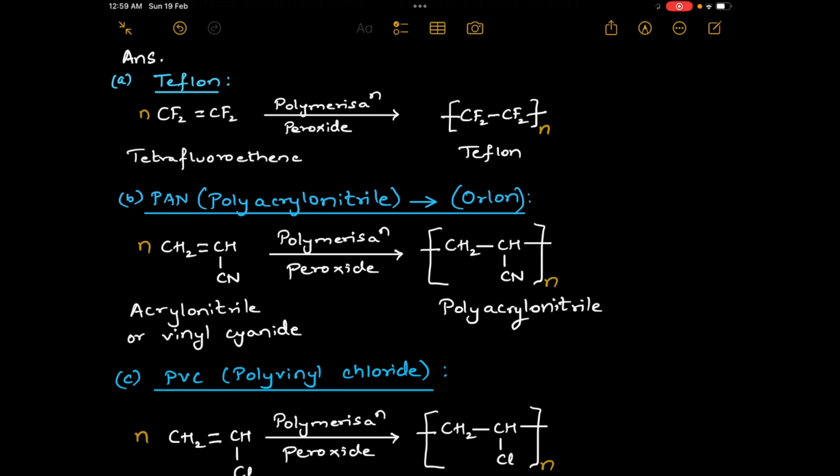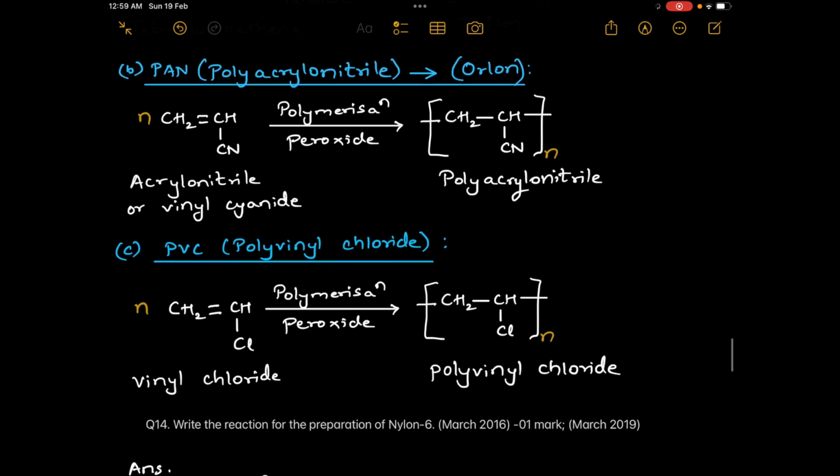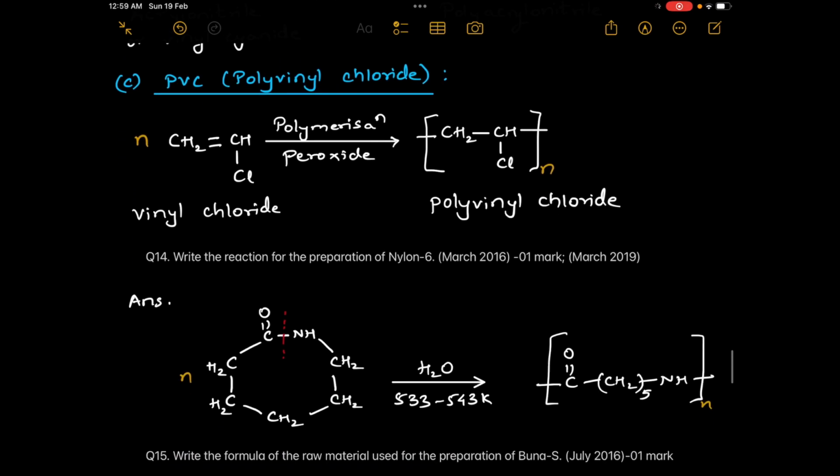The next is polyacrylonitrile, that is PAN. In our textbook right now, in the present current syllabus, it is PAN, which is then converted to Orlon. So I have taken a PAN itself, that's acrylonitrile or vinyl cyanide, which on polymerization is going to give you polyacrylonitrile, and that is being converted to Orlon. Let's move on to the next one, PVC, that is polyvinyl chloride. Here we take vinyl chloride, on polymerization it's going to give you polyvinyl chloride.